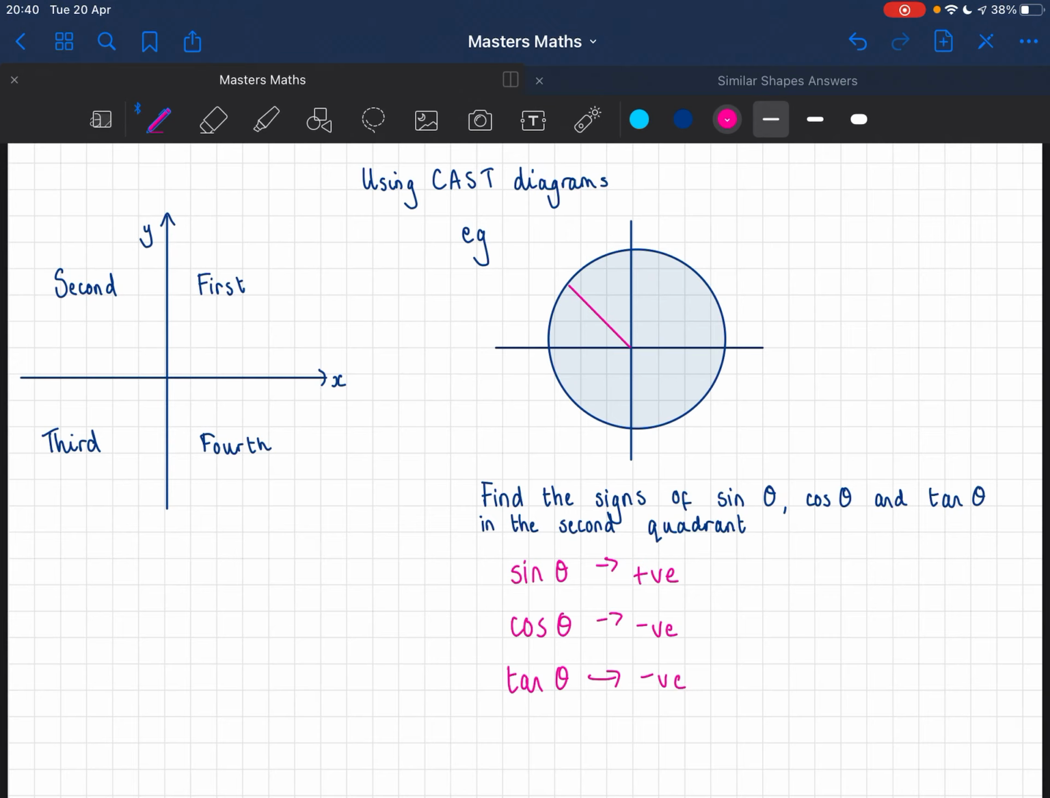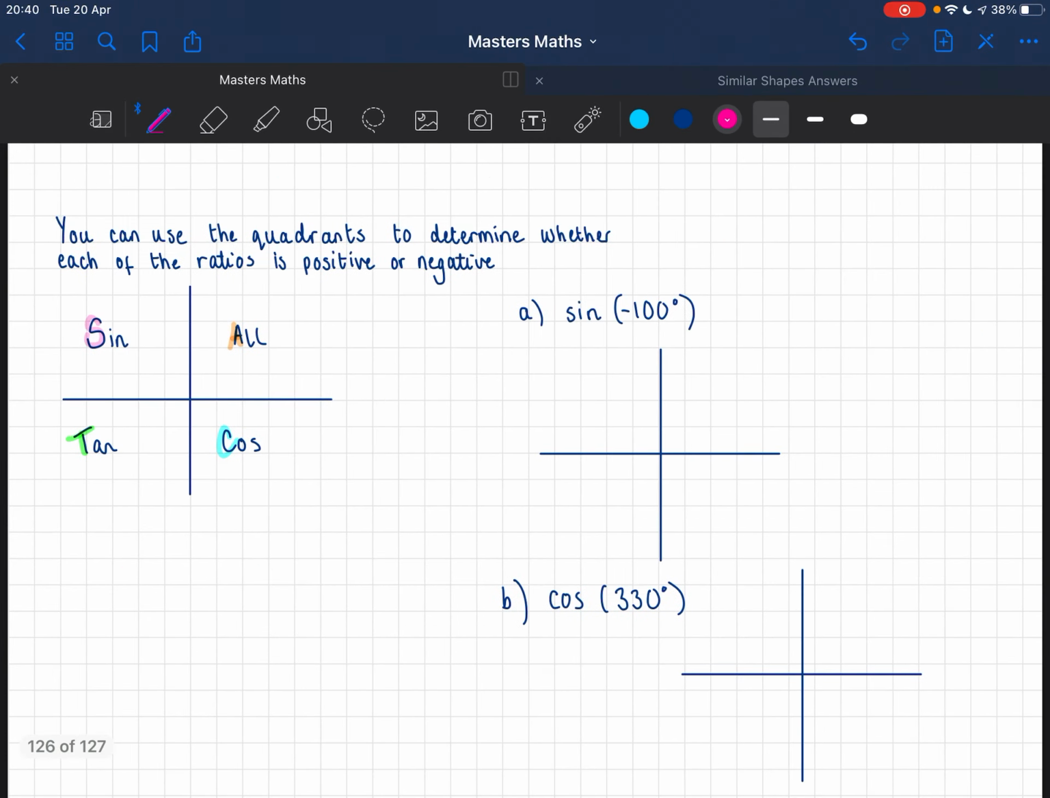So the only ratio that is positive in the second quadrant is sin, because sin is the Y value and Y is positive, whereas the X part of the axis that we're looking at here is negative. We can extend that to all 4 quadrants, which is where the word CAST comes from. The letters stand for which of the ratios is positive in that quadrant.